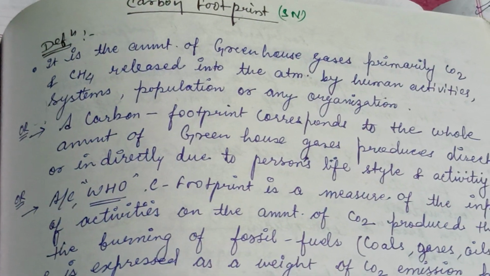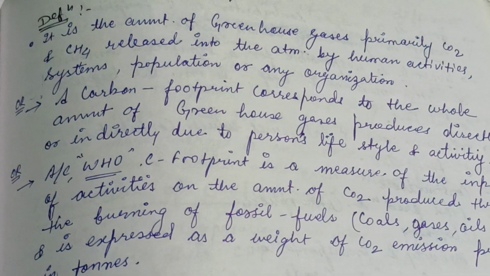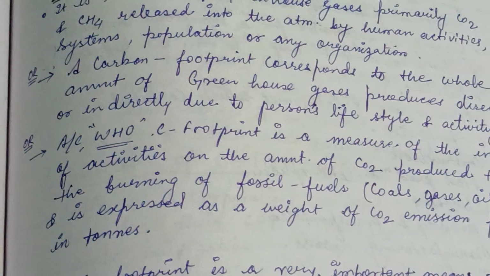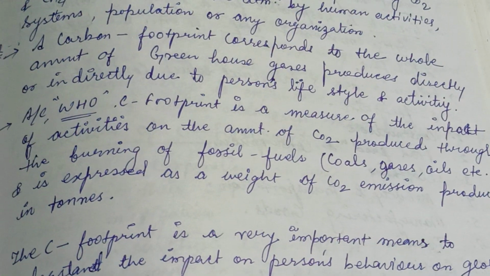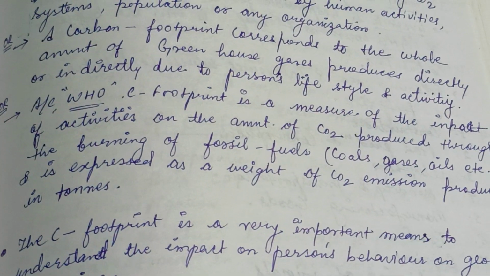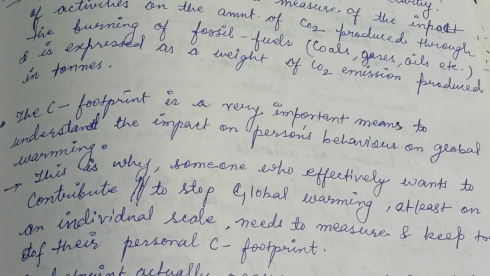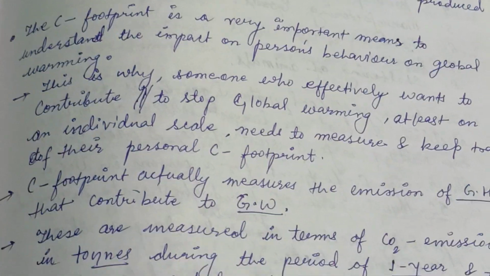So, it's the amount of greenhouse gases, primarily CO2 and methane, released into the atmosphere by human activity, system, population, or any organization. Or it's a definition like this: a carbon footprint corresponds to the whole amount of greenhouse gases produced directly or indirectly due to a person's lifestyle and activities. So, carbon footprint is a very important means to understand the impact of personal behavior on global warming.